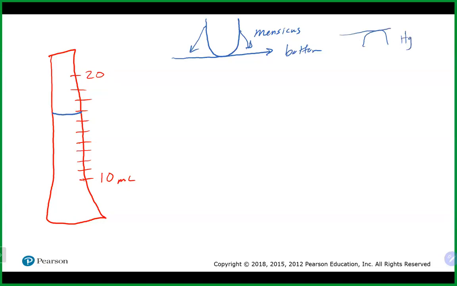If you have something like mercury, you would actually read from the top of the meniscus because, again, the actual volume is on top. But probably 99 times out of 100, your meniscus is going to look like a U like that, and you want to read from the bottom. But there are certain substances that could go the other way. Mercury is a very common one.